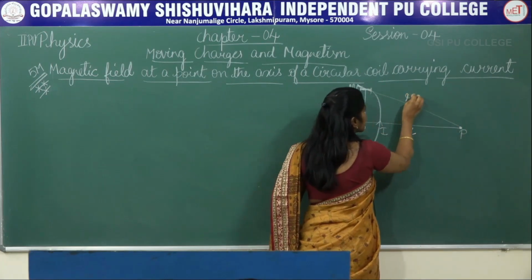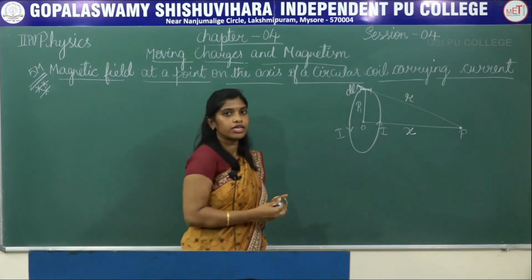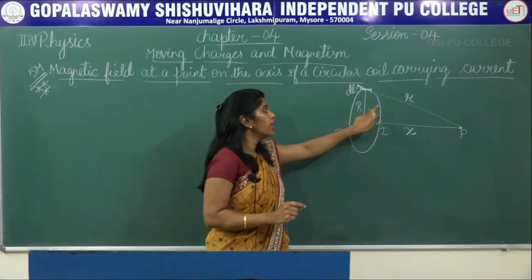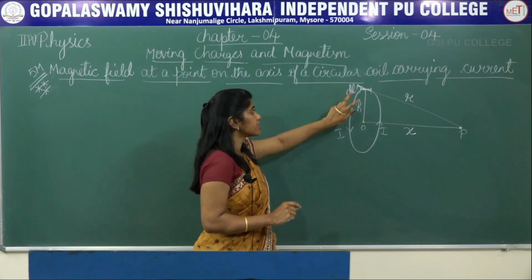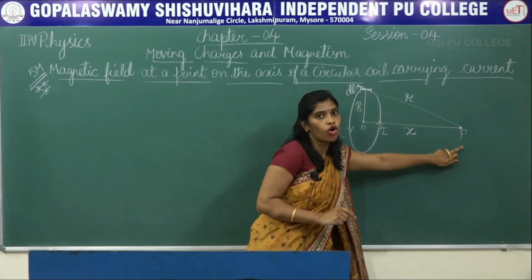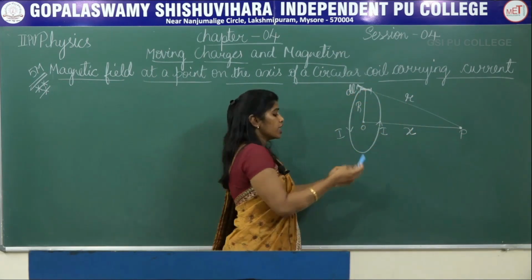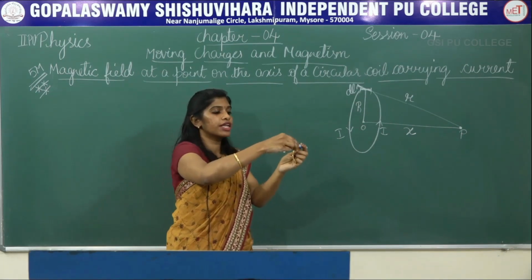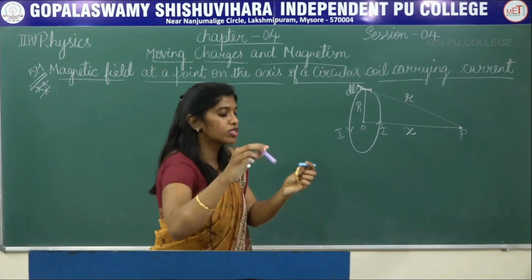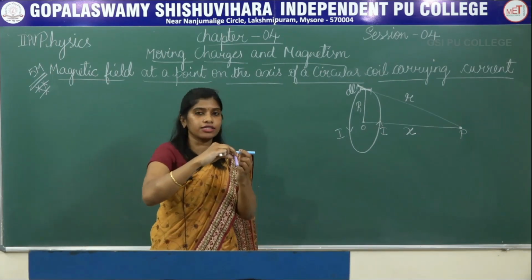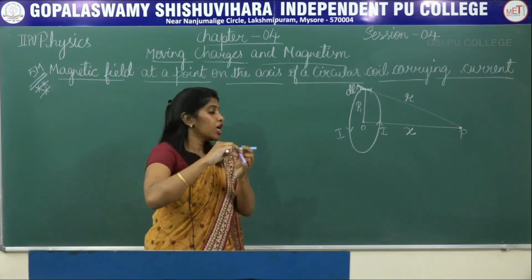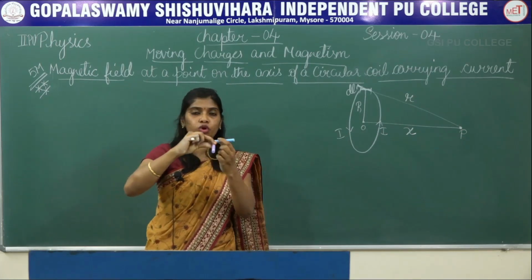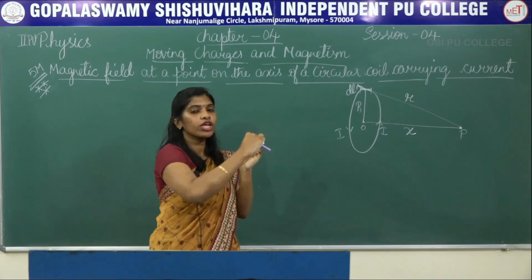Next, the distance from this current element to the point, I am going to draw a line here, and this distance will be marked as r, small letter r. Remember, capital R is the radius of the coil, and small r is the distance from the current element to the point. This is the position vector, and you can see they both are perpendicular to each other.